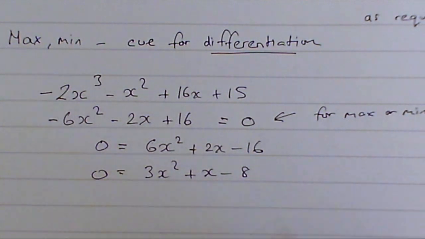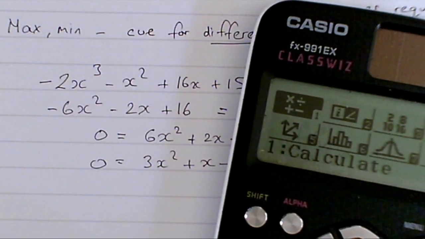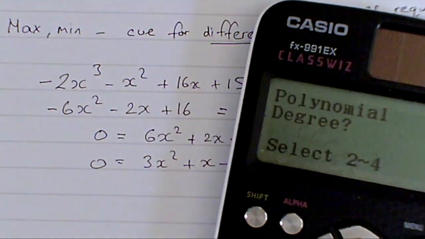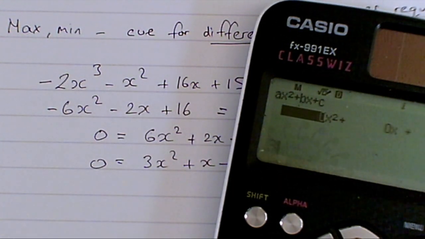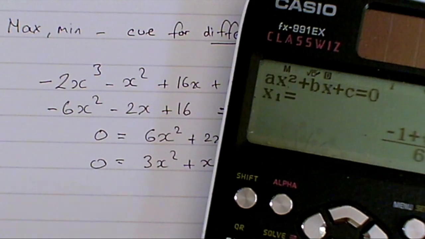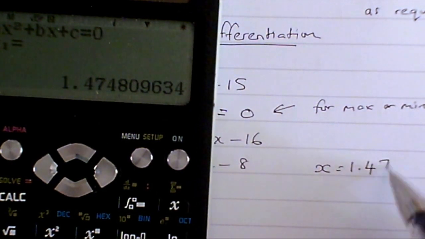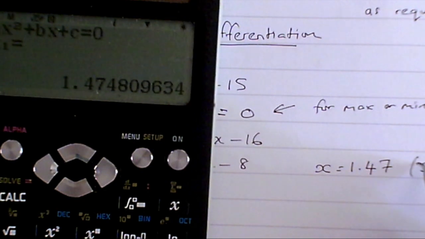And I've given a massive clue in the question. It says give your answer to 3 sig figs, so I know that there's no nice answer to this. There's no whole number integer answers, so I'm going to use my calculator. If you press Shift and A, you get this, and press number 2 for polynomial, and so we've got x squared, so it's degree 2, and you type in the equation. Don't get the signs wrong, and it will conveniently tell you the answer for the first part. x equals 1.47 is a solution to this quadratic equation, 3 sig figs.